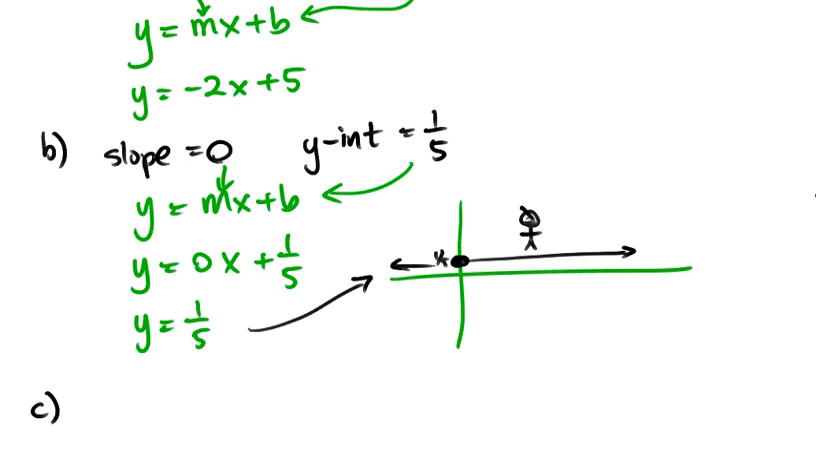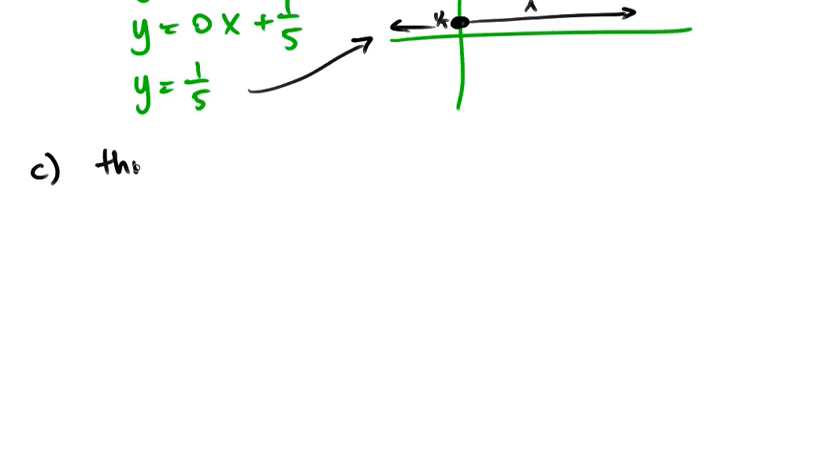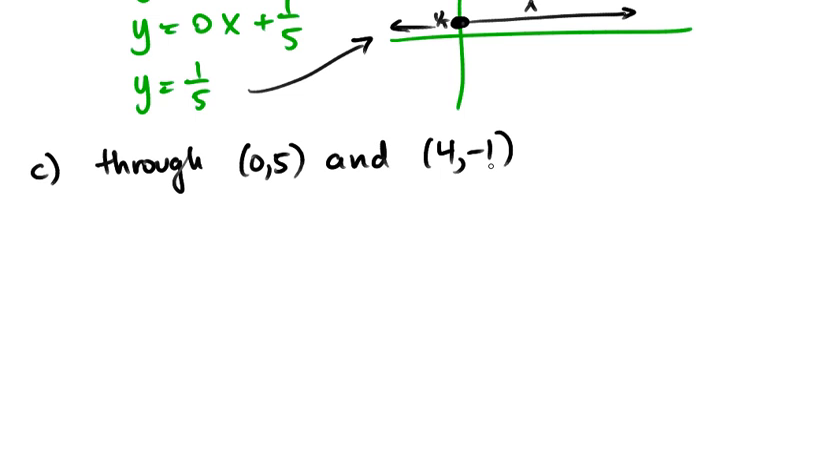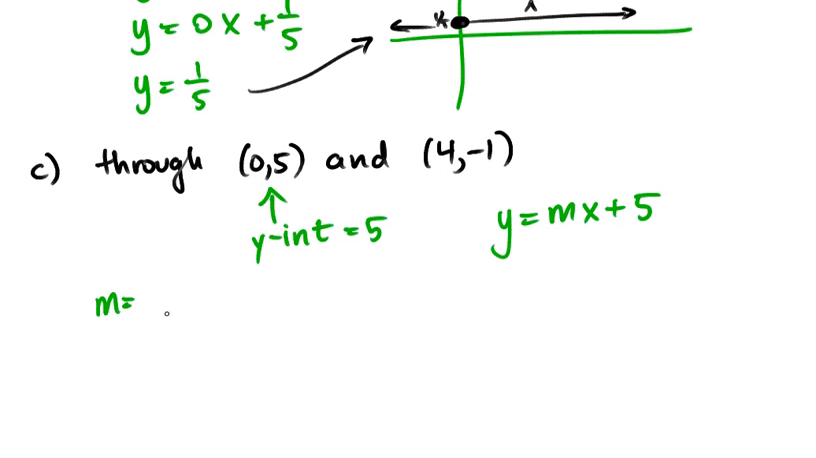Okay, and the last one is, what happens if I ask you for slope-intercept form and I just give you some points? So I say, well, it goes through this point, (0, 5), and it also goes through this point, (4, negative 1). Well, I gave you a nice point. I gave you a y-intercept. So you already know y equals mx plus 5. If I didn't give you that point, this would be a much harder question, but one of the points is actually the y-intercept. Now I need to figure out the slope.